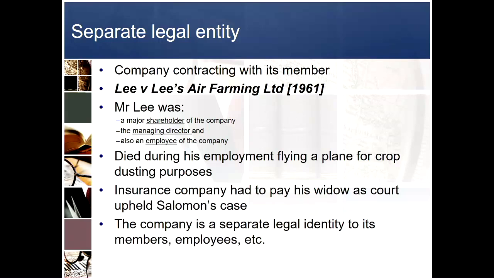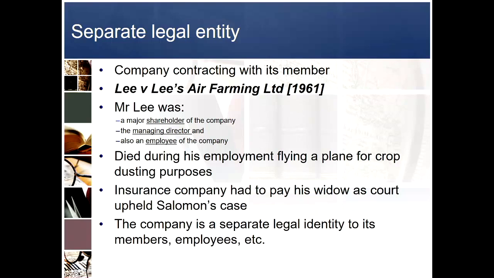And interestingly, I said this is a New Zealand case. When the High Court of New Zealand first heard this case, the High Court said no. Said no, you cannot be both a director and an employee. So Mrs. Lee wouldn't have been able to claim workers' compensation. But Mrs. Lee then appealed to the Privy Council in the House of Lords in London, in the UK.